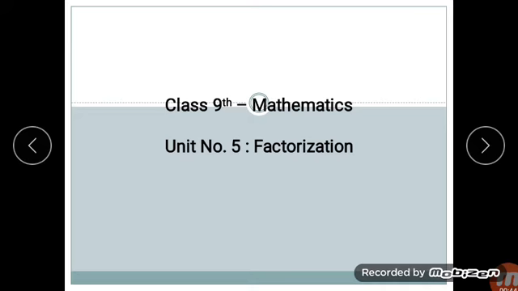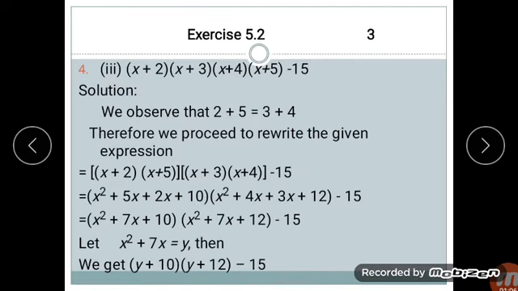Similarly, the factorized form of the expression a square plus 2ab plus b square is (a plus b) into (a plus b). Dear students, as you have learned this unit last year as well, we will not go into detail. So let's begin with exercise 5.2. In exercise 5.2, you will learn the factorization of different types of polynomials. So let's begin with question number 4, the third part.